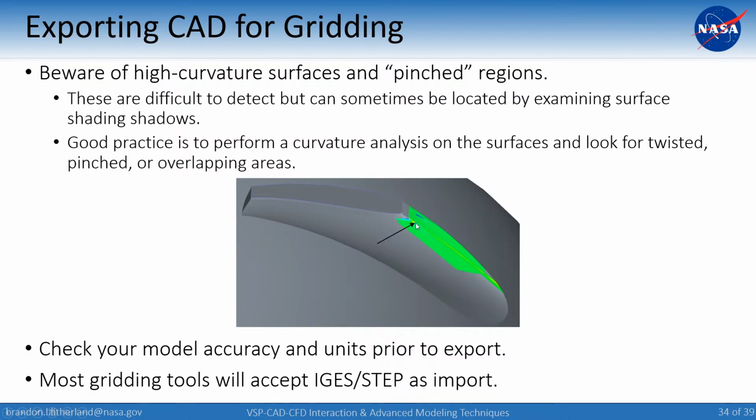So things that you should watch out for if you're coming out of CAD into your grid tools are pinched regions and high curvature areas. And you can do that by doing a surface analysis just to see where they are. And this is going to help with your exports.